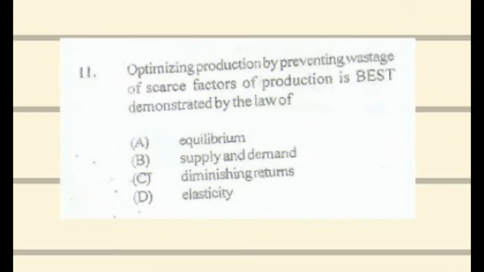Number 11. Optimizing production by preventing wastage of scarce factors of production is best demonstrated by the law of A. Equilibrium, B. Supply and demand, C. Diminishing returns, D. Elasticity. Now the answer is diminishing returns.